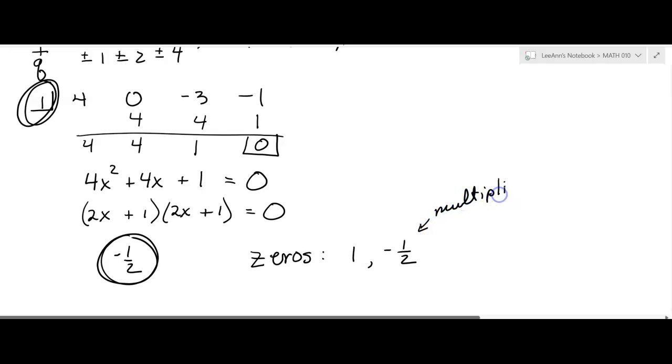So if you're like, wait a minute, it was a cubic, it should have 3 zeros. Well, you have to include the multiplicity. Okay, so you get 2 for the price of 1 on the negative 1/2, and then you get the 1, and that makes a total of 3 zeros. Okay, we're kind of borrowing that idea from when we were graphing.